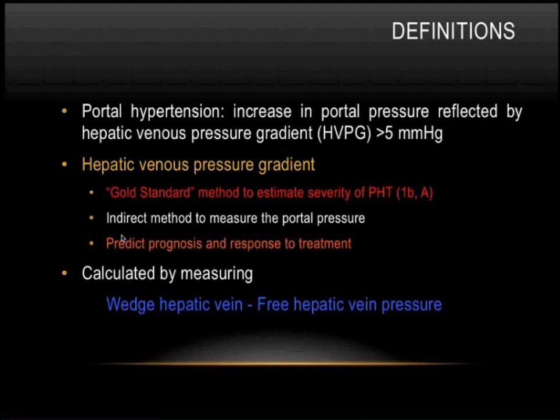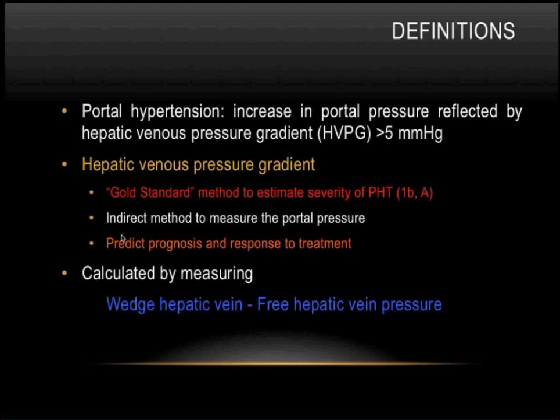So what is portal hypertension? Of course, it's an increase in the portal pressure, reflected by the wedge pressure. Greater than 5 is portal hypertension. But is that really significant? Not really, because we are worried about the gradient when it is about 10 to 12 millimeters of mercury. This gradient is the gold standard. By the Baveno classification it is level 1BA, and it's an indirect method of measurement.